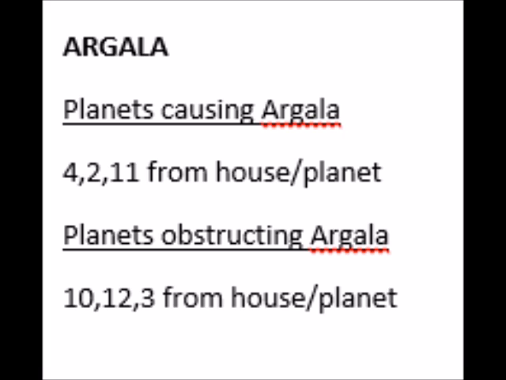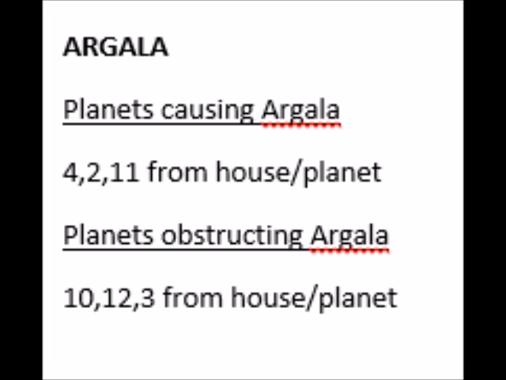So once again, to make it simple, sage Parashara has said that planets in the 4th, 2nd, and the 11th from a house or a planet can cause Argala to that particular house or planet. So once again, planets in the 4th, the 2nd, and the 11th from a house or a planet can cause Argala to that planet or house. I hope I'm making myself clear.